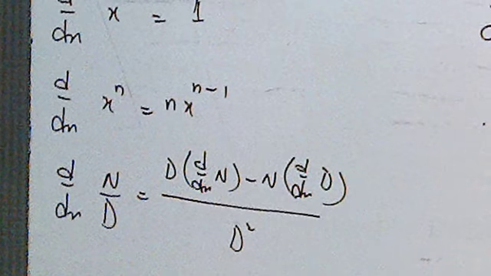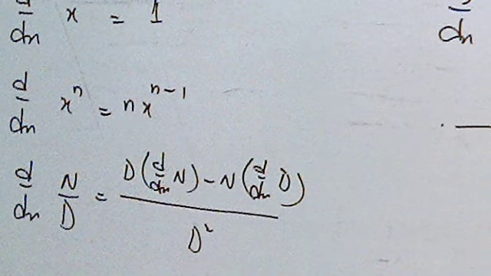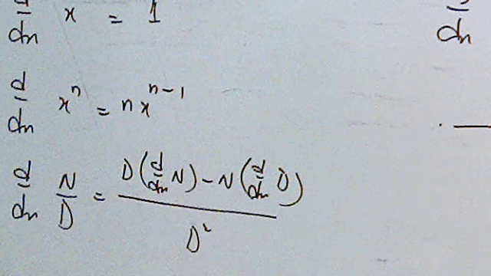And numerator over denominator in a fraction is called the quotient rule. When we apply d by dx on a fraction, we have a numerator and denominator. We apply the formula: derivative of numerator times denominator minus numerator times derivative of denominator, over denominator square.